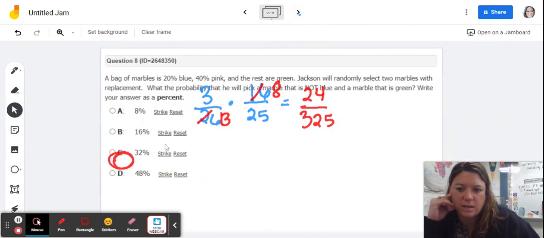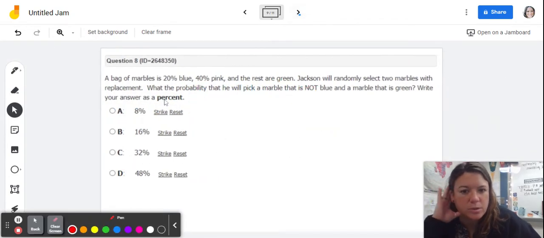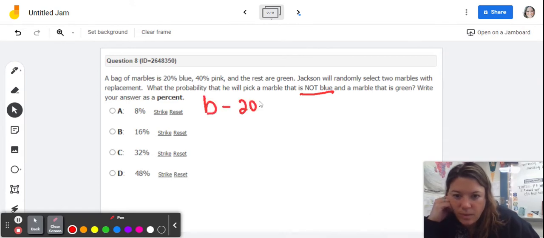All right, number 8, bag of marbles. Jackson will randomly select 2 marbles with replacement. What's the probability that he will pick a marble that is not blue and a marble that is green? Write your answer as a percent. All right, so 2 marbles with putting it back. He's going to pick a marble that's not blue. So if 20% are blue and 40% are pink, then what percent are green?